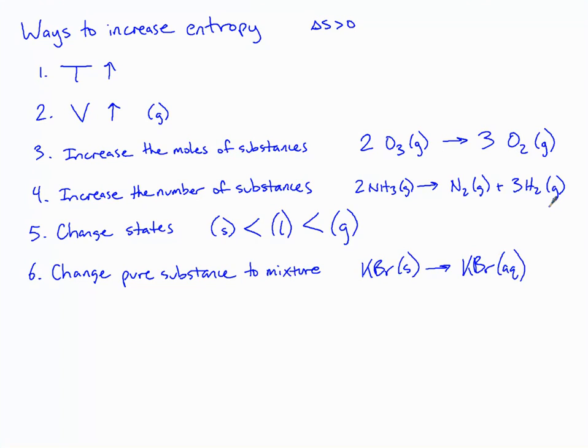Number 5 is changing states. So a solid has the least entropy. A liquid would have more entropy, and a gas would have even more entropy.